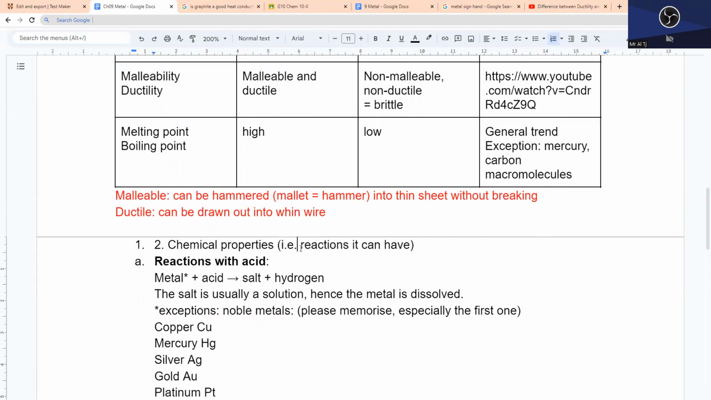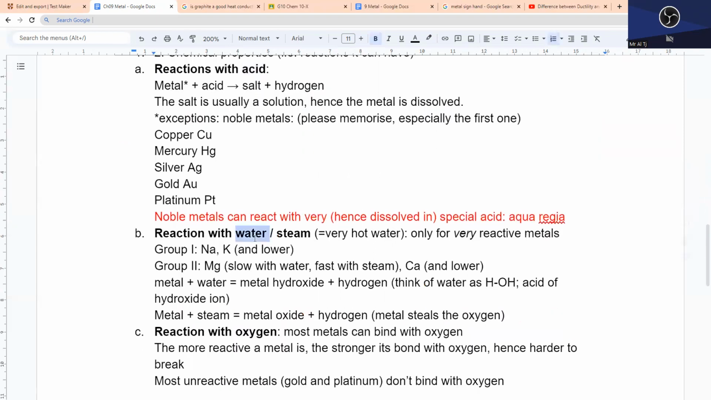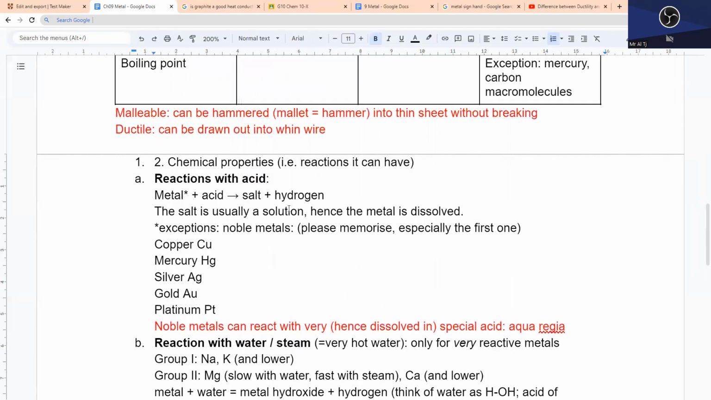There are three reactants that we usually use to distinguish between metal and non-metal. The first is the acid, the second is water or steam, and the last one is oxygen. Let's deal with them one by one.